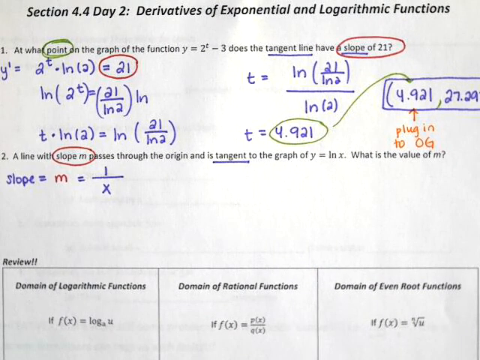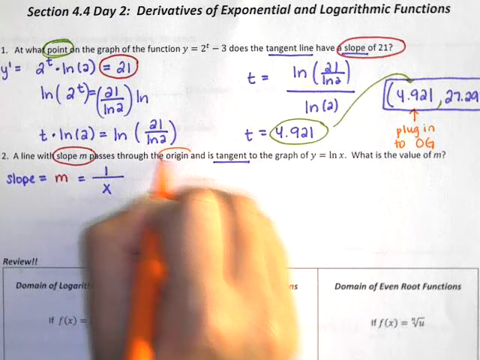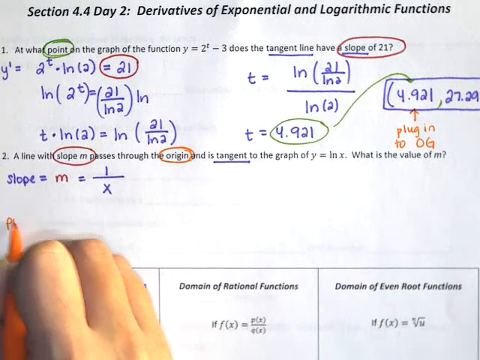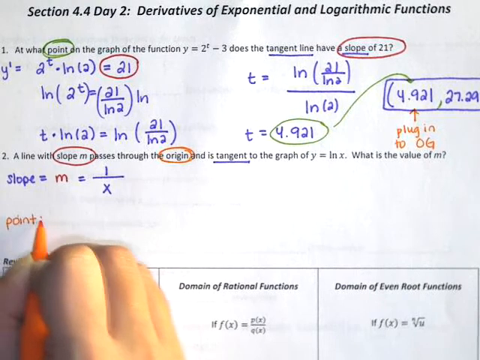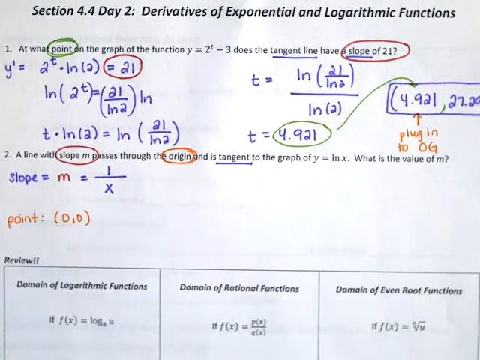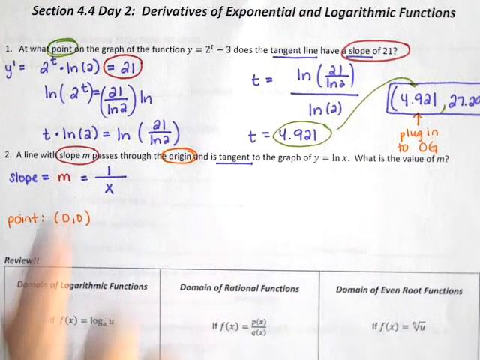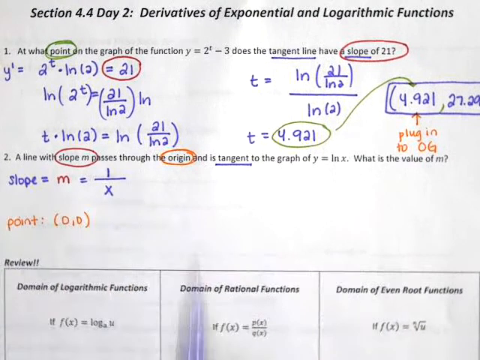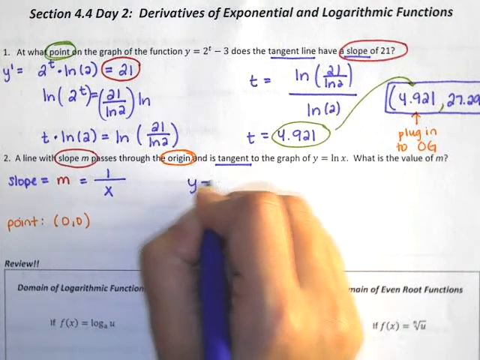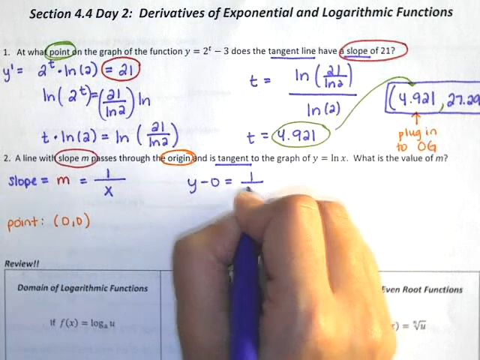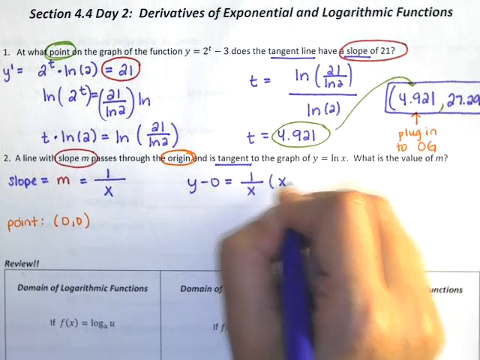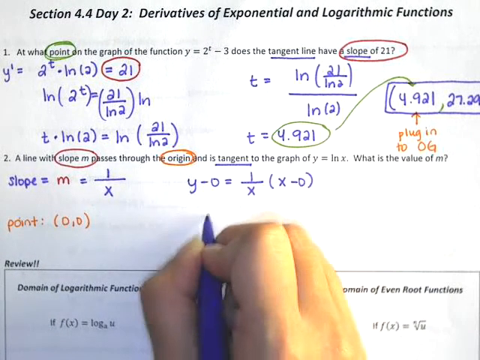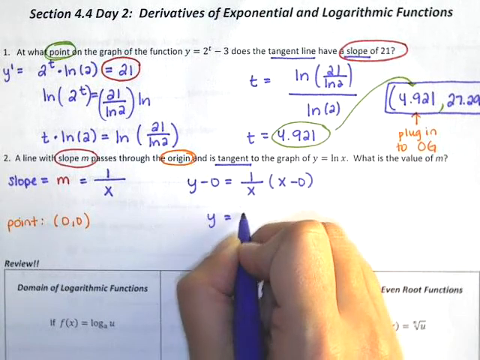Now if I write the equation of this tangent line, it tells me in the directions that the tangent line goes through the origin. So the point that it goes through would be 0, 0. And the slope is 1 over x. So I would write y minus 0 equals 1 over x times x minus 0, which if I simplify that would just be y equals 1.